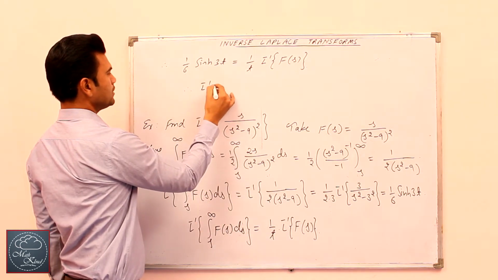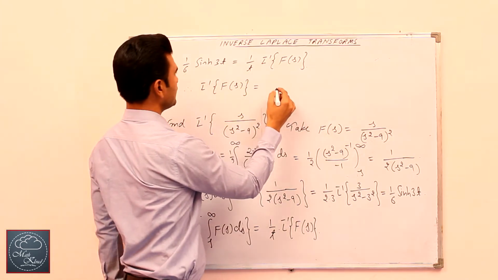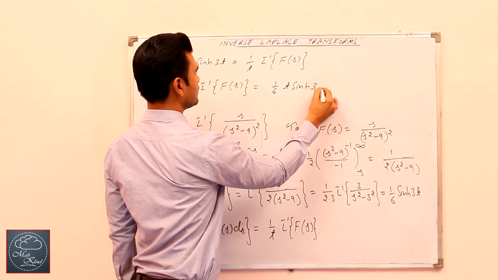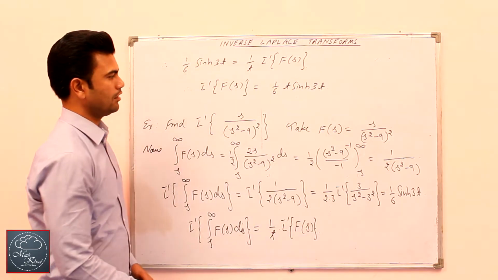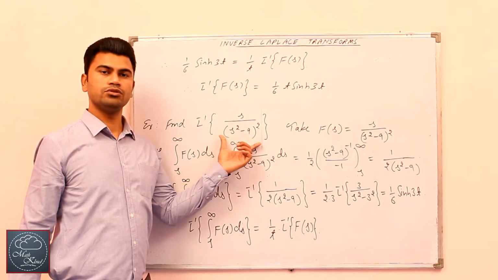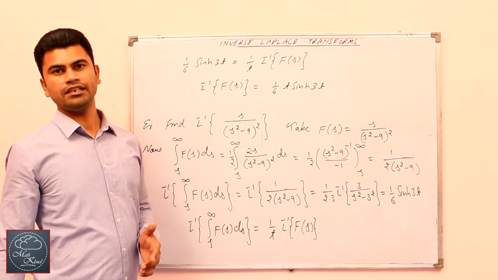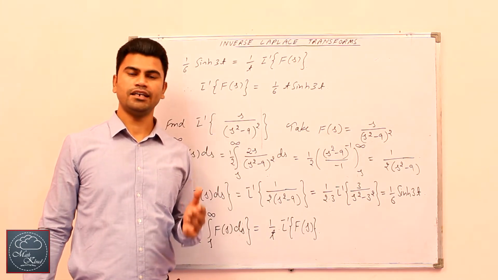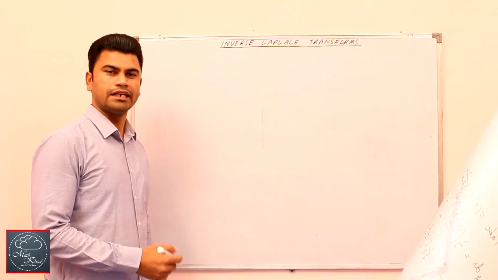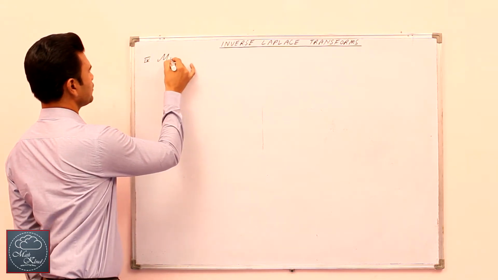So therefore the inverse Laplace transform of f of s is equal to, taking t to the other side, 1 by 6 into t sine hyperbolic 3t. So in this way we have found the inverse Laplace transform of this function using the inverse Laplace transform of its integral. So these were the inverse Laplace transforms of derivatives and integrals. Now let us move to our next property. The next result we are going to discuss is the multiplication by s.